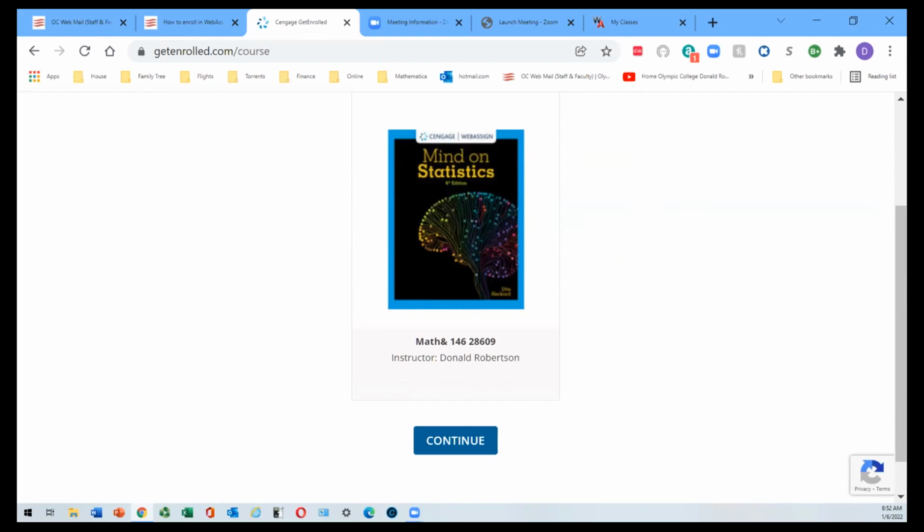Right. So that's how you're going to get into WebAssign. Once you're into WebAssign, that's where all your homework is. That's where your class tests are going to be. That's pretty much everything.